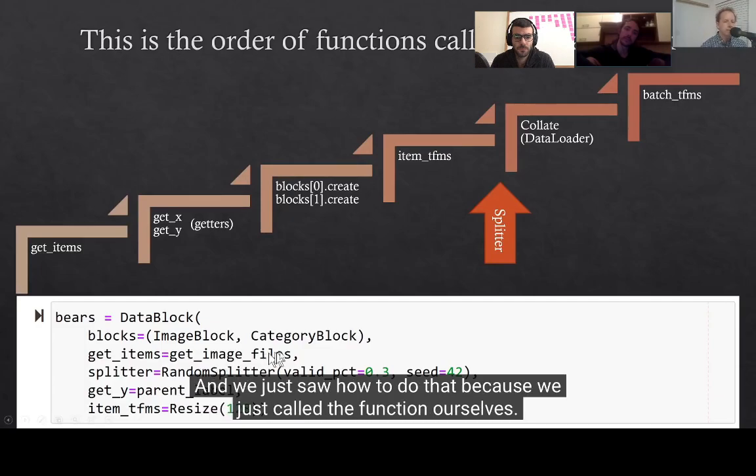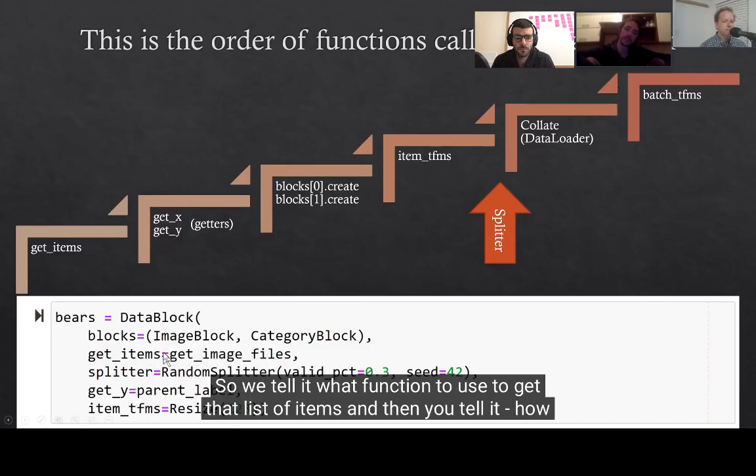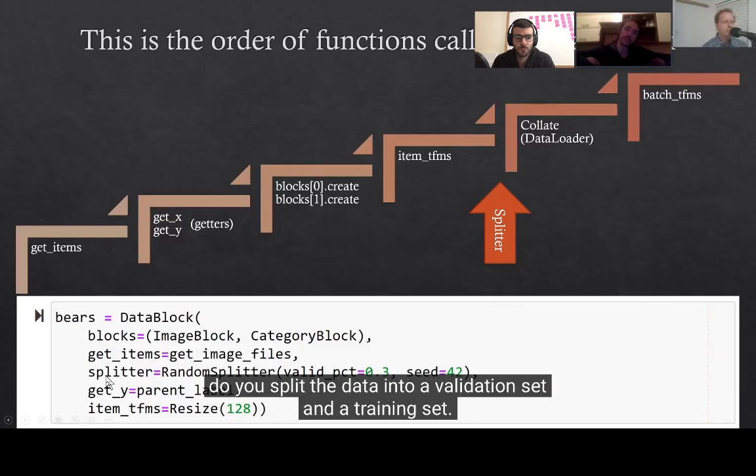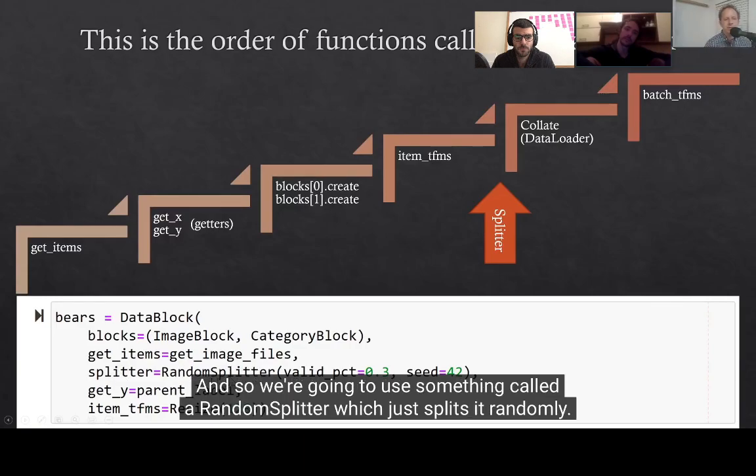We just saw how to do that because we just called the function ourselves. The function is called getImageFiles. So we tell it what function to use to get that list of items. And then you tell it, how do you split the data into a validation set and a training set? We're going to use something called a random splitter, which just splits it randomly, and we're going to put 30% of it into the validation set.